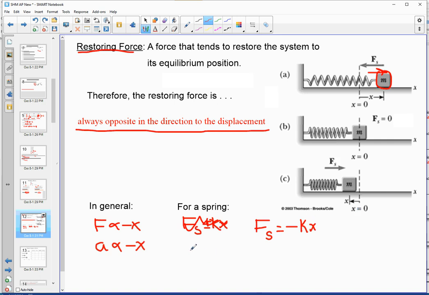And the acceleration, which will be the force over mass, right? Newton's second law would be negative kx over m, because acceleration is always force over mass. But the key on this whole slide is that the restoring force is always in the opposite direction to the displacement.